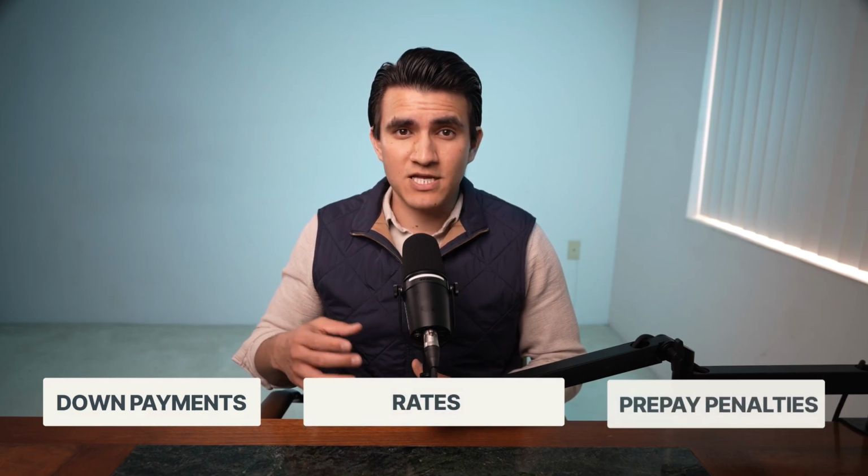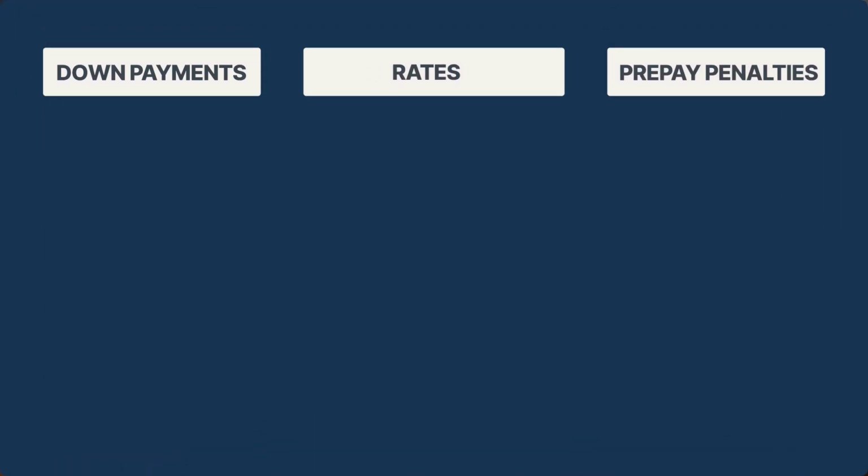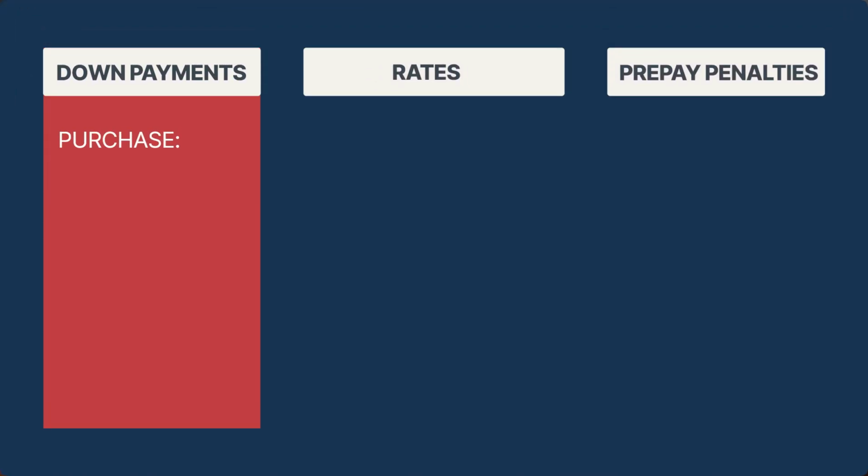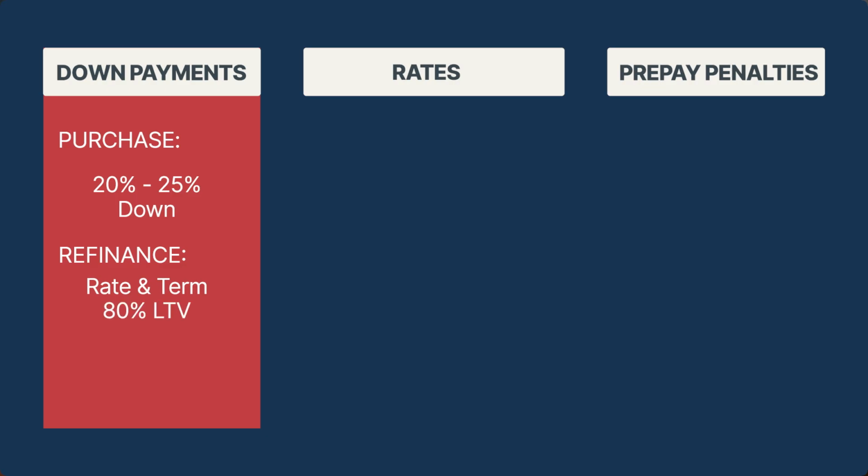And now let's look at the down payments, rates, and prepay penalties of these loans. Here's what you'll typically see with DSCR loans. For purchases, it's usually 20% down. Some lenders might require 25% depending on the deal. With refinances, specifically rate and term, typically you're looking at up to 80% LTV, and cash outs are going to be limited at around 70 to 75%.